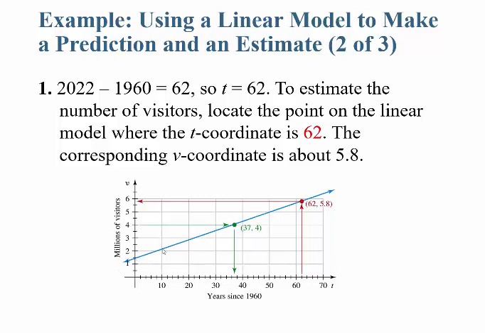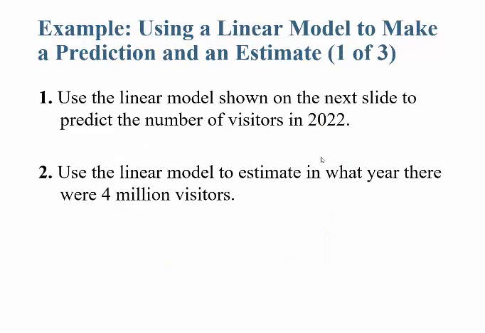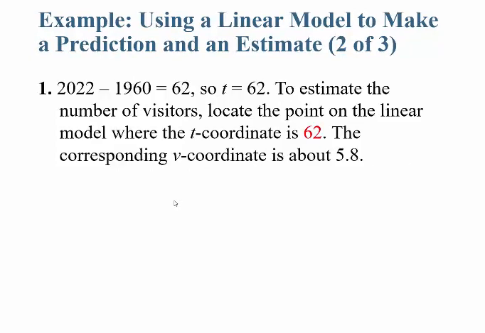So here was my blue model. Remember I said the tick marks represented 2 years? I'm going to go out to 62, and then go up until it hits my model. That's the number of visitors we expect there to be in the year 2022. How many visitors is that? We'll follow where the model leads us back to on the y-axis, V, the number of visitors, somewhere between 5.5 and 6, which looks to be about 5.8. How do I get this one? Remember, the next question was to use a linear model to estimate in what year there were 4 million visitors.